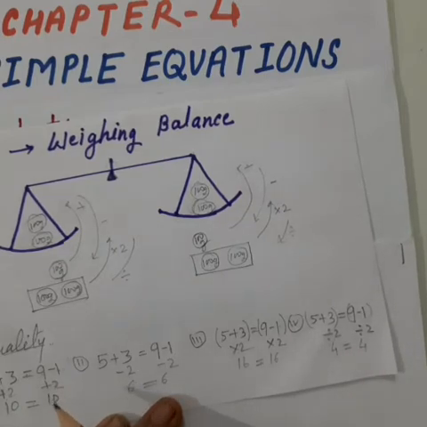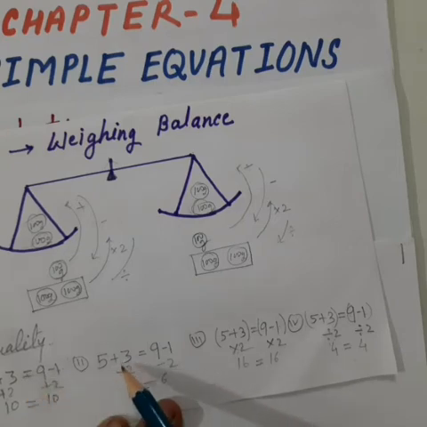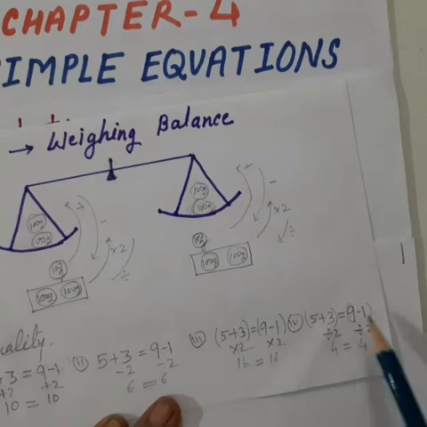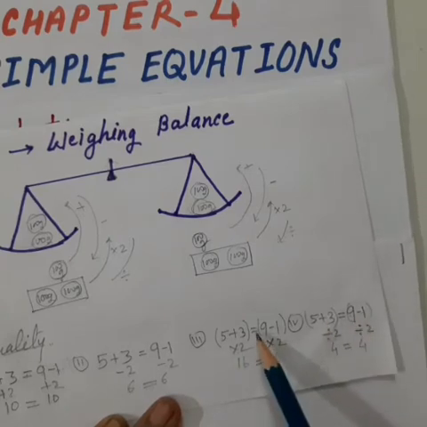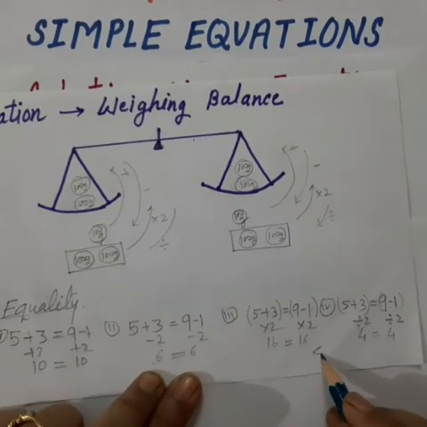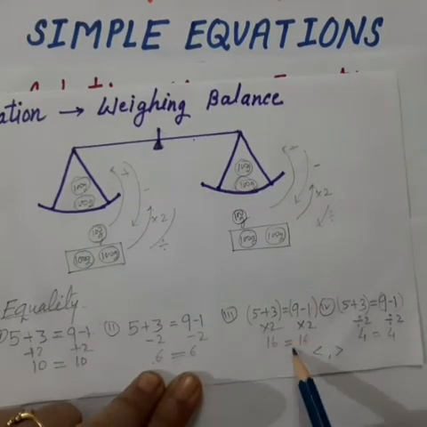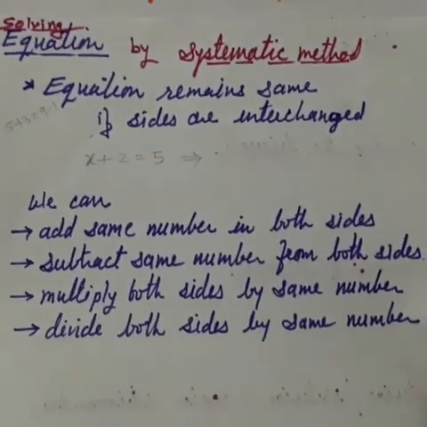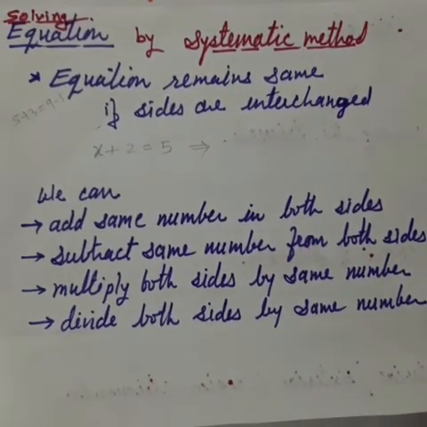So when the same number is added to both sides, equality doesn't change. When the same number is subtracted from both sides, it is not changing. When both sides are multiplied or divided by the same number, the sign doesn't change. Here we are not getting a lesser than or greater than sign, we are getting the same equal to sign. And the same principles are used in solving equations by the systematic method.